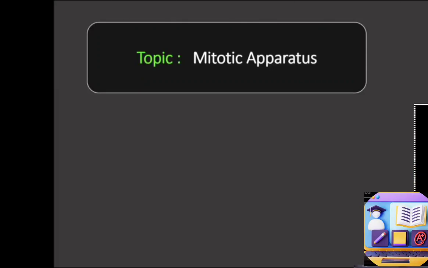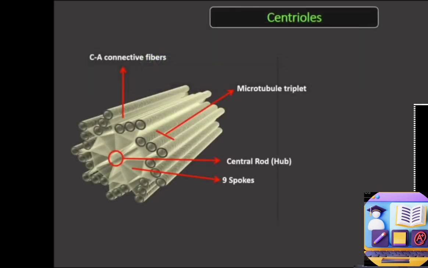You have come across multiple terms such as mitotic apparatus, centrosome, asters, and astral rays while reading about the cell cycle and cell division. I'm sure you must have a lot of queries related to these. So today we are going to discuss in detail the mitotic apparatus. Before going into the detail of the mitotic apparatus, let's talk about centrioles.